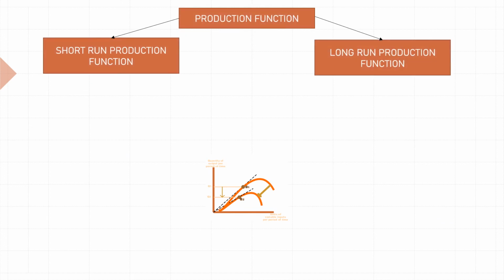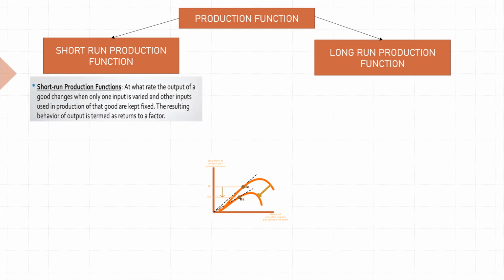Production function consists of short-run production function and long-run production function. In short-run production function, we look at the rate at which the output of a good changes when only one input is varied and other inputs used in the production of that good are kept fixed. The resulting behavior of output is termed as returns to a factor.